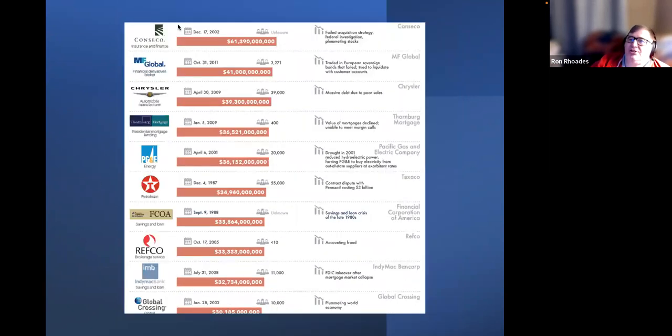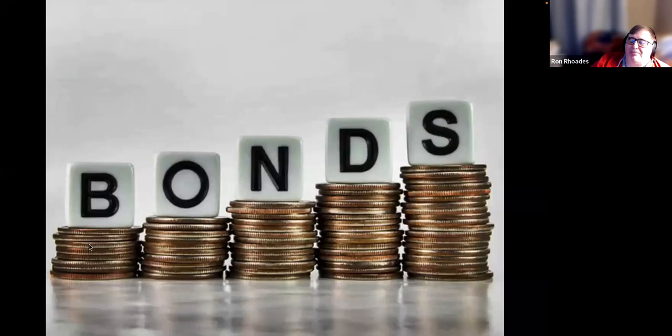Yeah. Here are just some more bankruptcies, including Chrysler, Petroleum. PG&E Group also filed bankruptcy back in 2001. So a lot of names that you might recognize. Bonds are different than stocks. With a bond, you're not owning part of the company. You are loaning money to the company. You become a creditor of the company. Yeah, kind of like saying you're the bank to a company in a way.